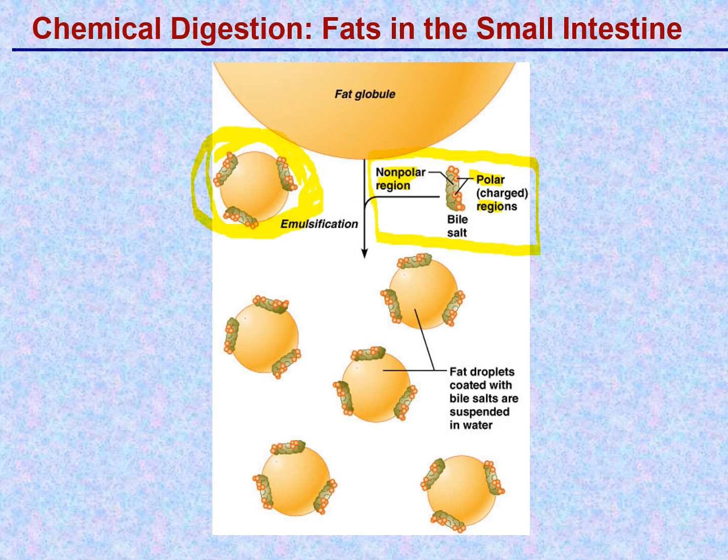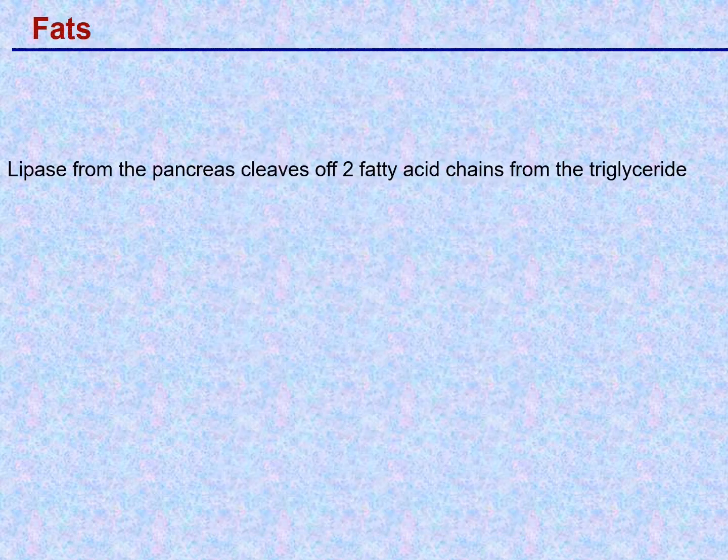And now you have many droplets coated with bile salts. The polar regions are facing outwards in contact with the water, which is also polar. And the non-polar regions are facing inwards to the oil, which is non-polar, just like they are. Now, lipase can act efficiently on this lipid because of the much bigger surface area now that they're small droplets.